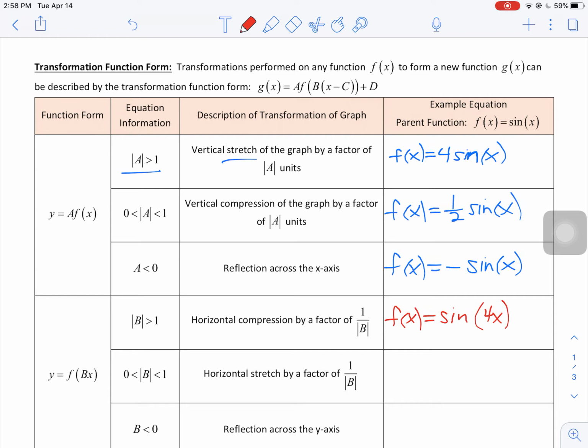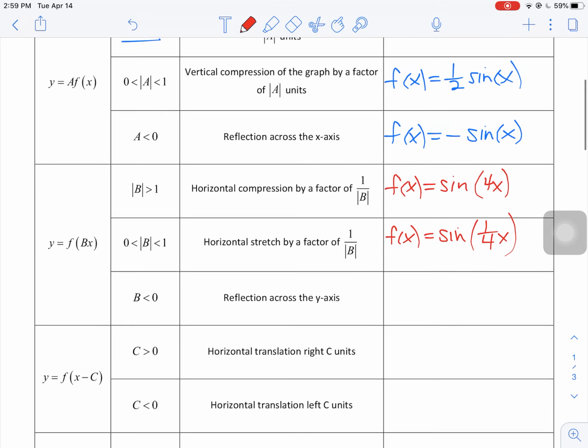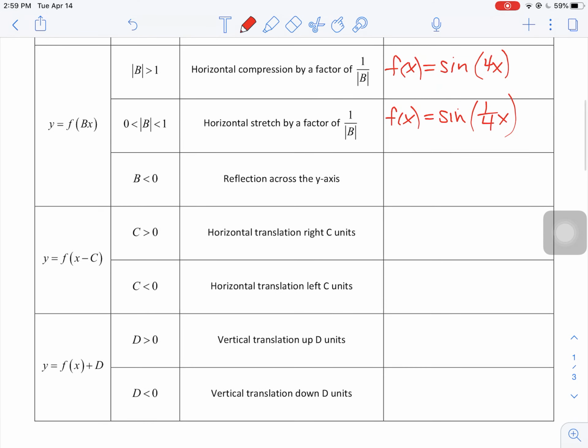That would actually be a horizontal compression by a factor of 1/4. Say we had something like this, where you do sine of 1/4 x, so the b value is in between 0 and 1, that would be a horizontal stretch by a factor of 1 over 1/4, which simplifies down to 4. So it would be a horizontal stretch of 4. With the b value still, if it's negative, that's a reflection across the y-axis. So something like this. F of x equals sine of negative x. You would reflect over the y-axis.